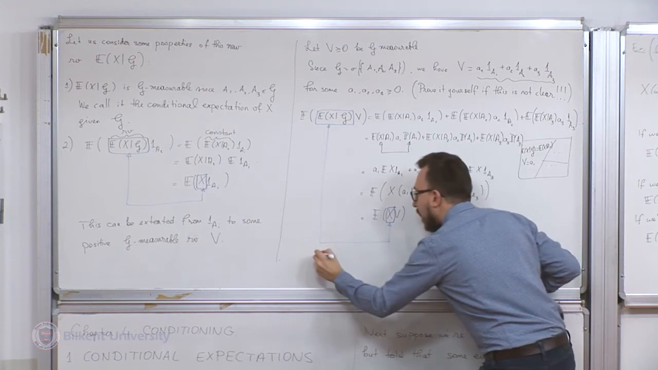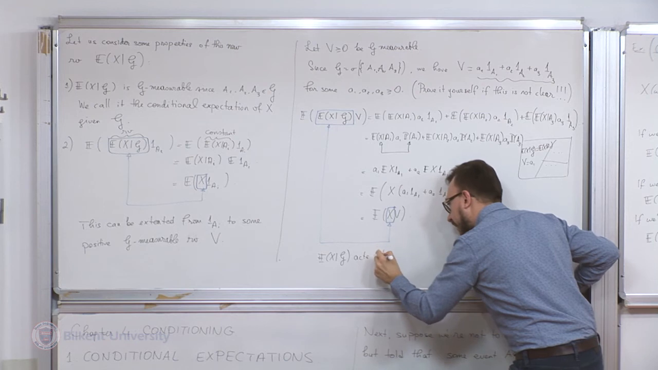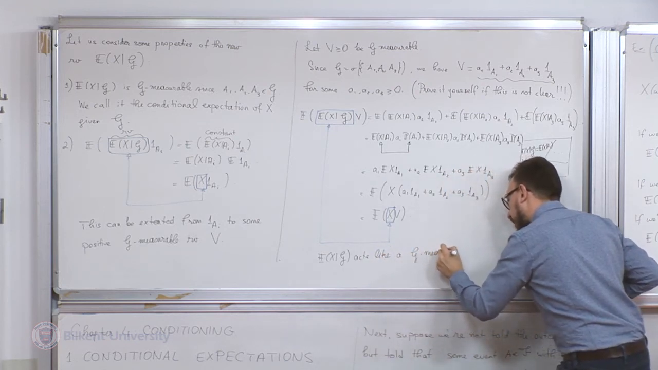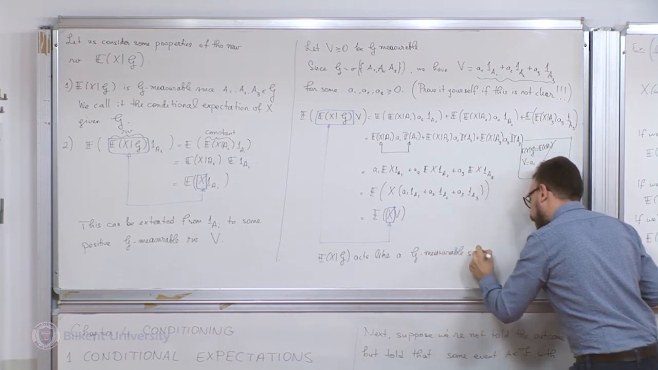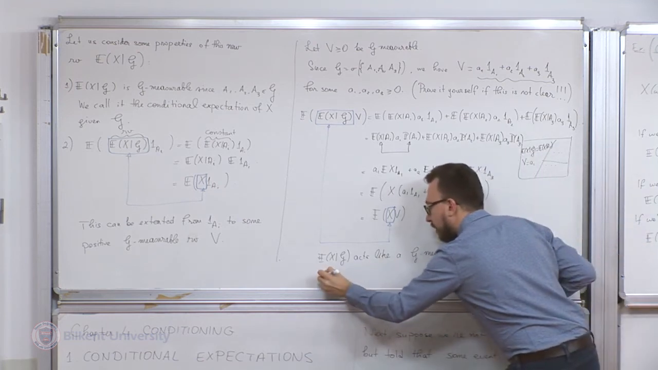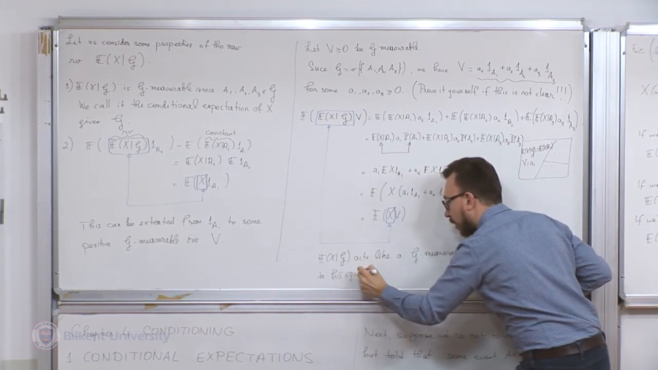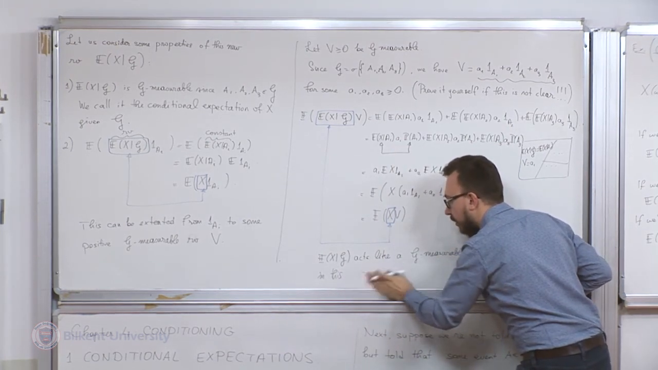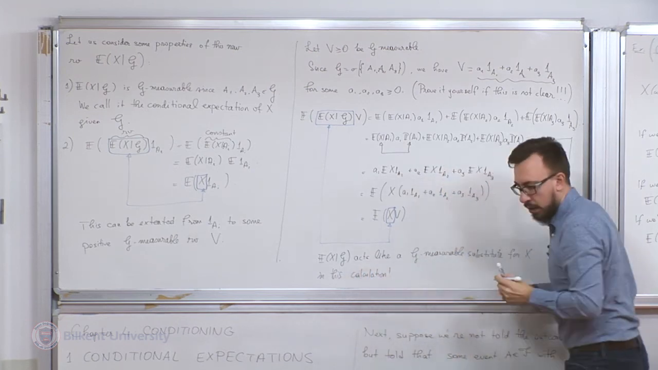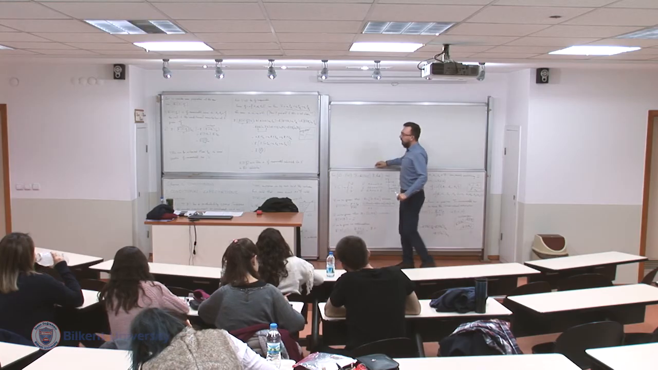So x given g acts like a g measurable substitute for x in this operation. Not in all operations, but in this operation, in this calculation, let's say. Any questions so far?